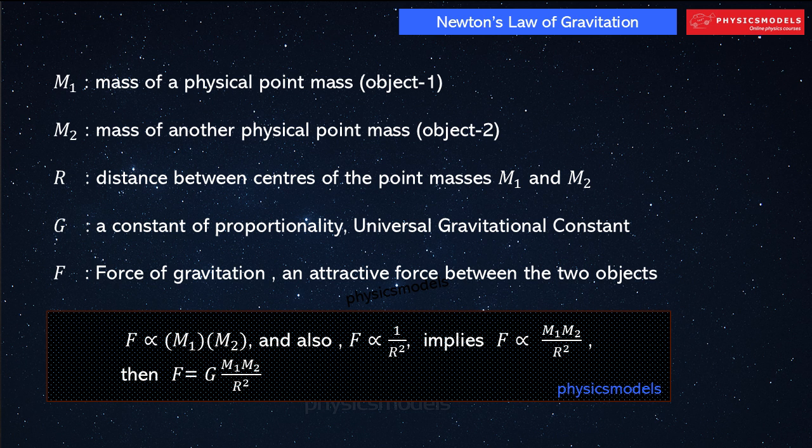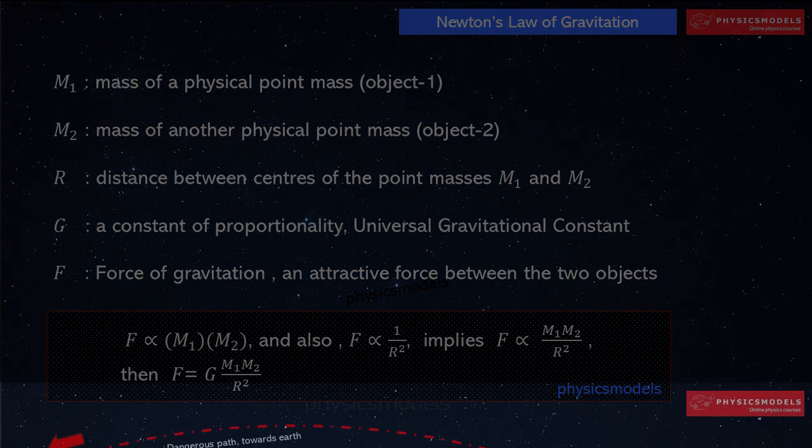Therefore, the gravitational force is proportional to m1 into m2, also proportional to 1 by r squared. So F is proportional to m1 m2 by r squared, and therefore the constant of proportionality is G, which is a universal constant valid for Earth, Moon, Mars, and any other place in the universe.